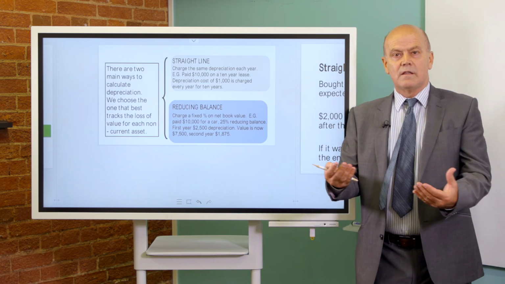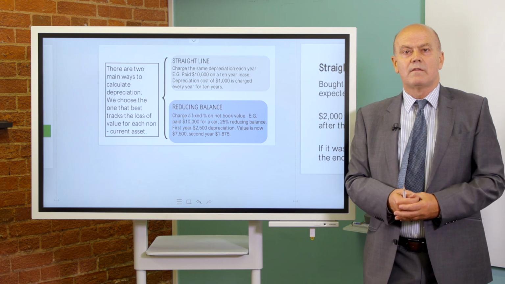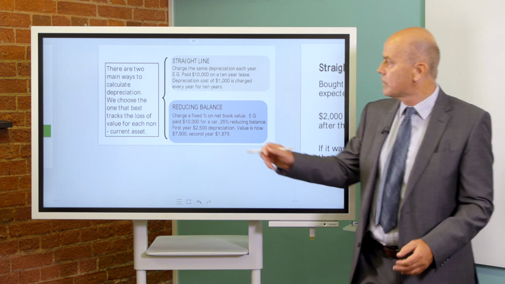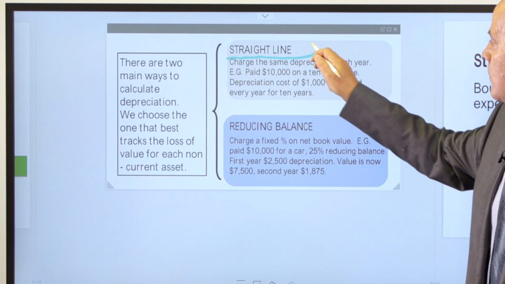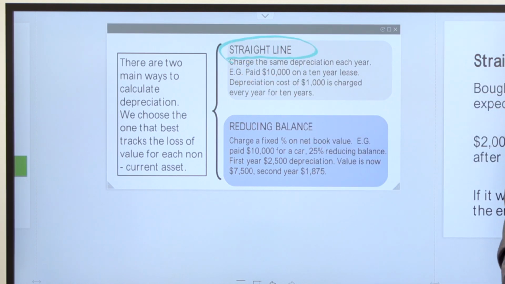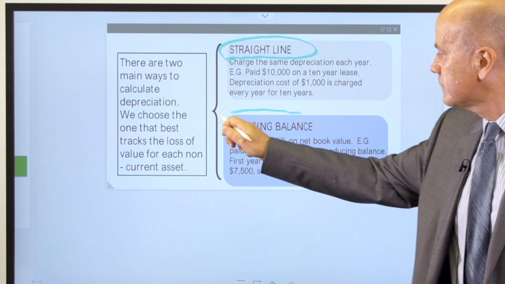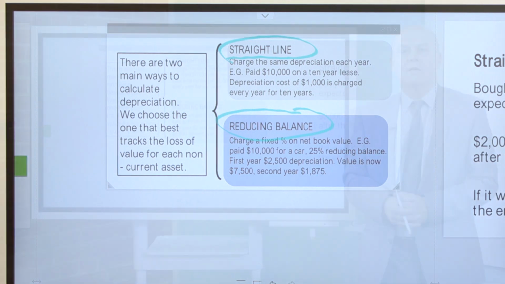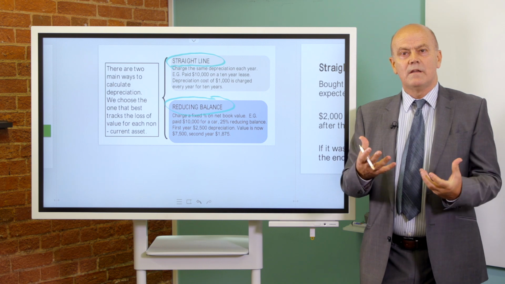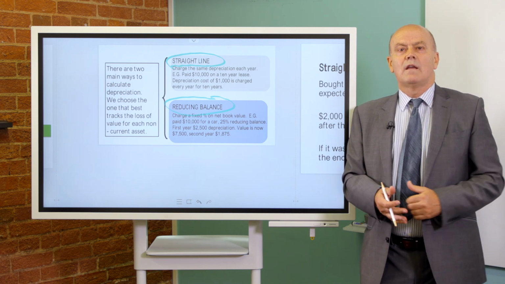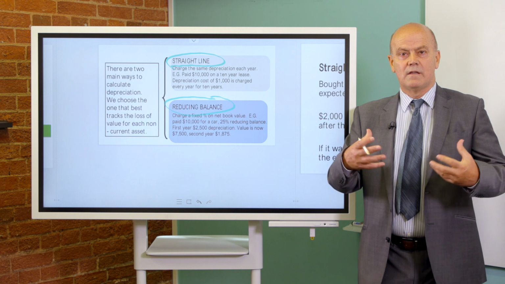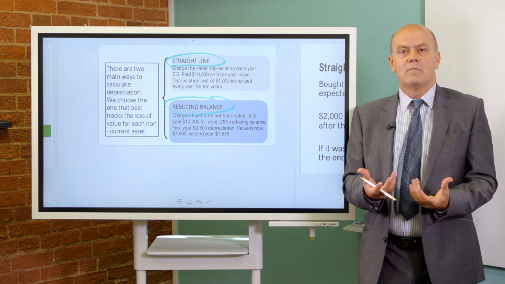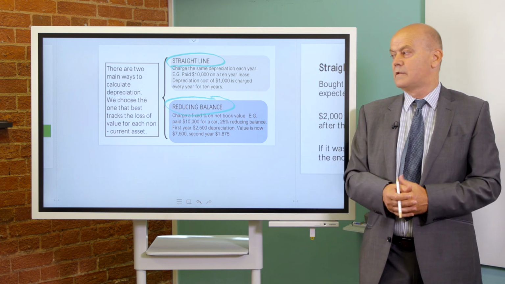So as you can see, there's basically two different methods of doing depreciation. The first one here, we call that straight line. And then the second method, we're calling that reducing balance. And what we see here with straight line is it's an equal depreciation each year. So it's a fixed amount each year, and then eventually, after a number of years, the asset is completely written down and we have no value in the accounts.